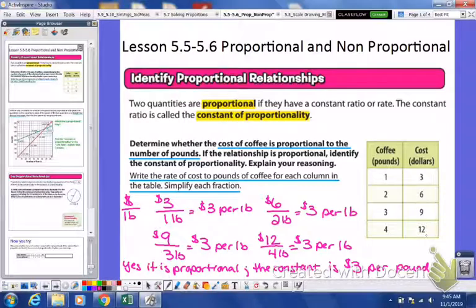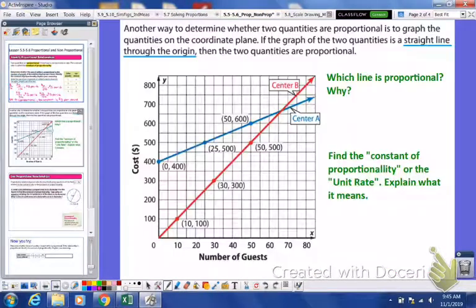Okay, a second way you can check is looking at a graph. So another way to determine whether two quantities are proportional is to graph the quantities on the coordinate plane. If the graph of the two quantities is a straight line through the origin, then the two quantities are proportional. So there's two things you're looking for. It must be a straight line. It cannot have any points that fall off of the line, and it must go through the origin.